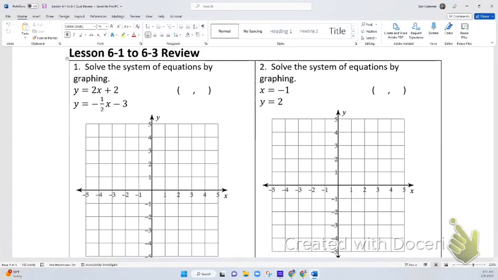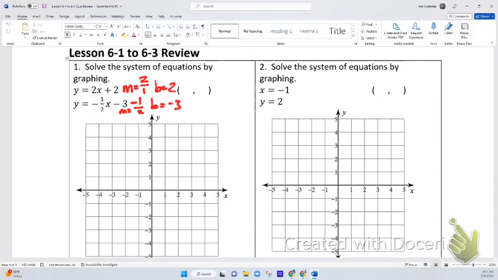So we have two equations here. They are both in y equals mx plus b. So what I like to do for these is I like to just write out m equals and then your b equals. The m is your slope. This one's going to be 2 over 1. And then your b is the number at the end, which in this case is a 2. For the other one, the slope is a negative 1/2. That's your m. And then your b is a negative 3.